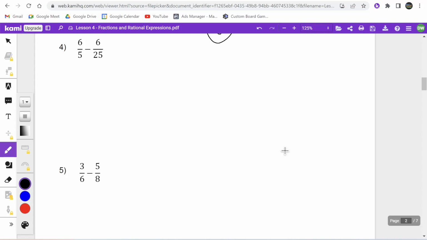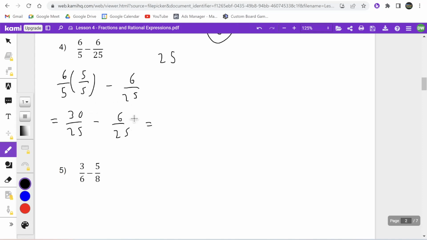And time's up. So for this one, you have to realize that the common denominator will be 25 because 5 times 5 is 25. And so that's kind of the secret and the hint here is that you're going to multiply 6/5 by 5 over 5 to get the common denominator of 25. And then minus 6 over 25. Don't change that. You already got 25. And then we start reducing. So 6 times 5 is 30 over 25 minus 6 over 25. And 30 minus 6 is 24. 24 over 25 is going to be our final answer. Any questions on that one?